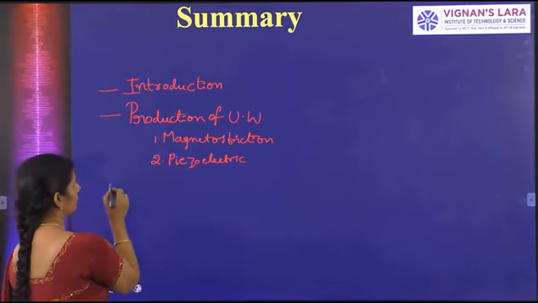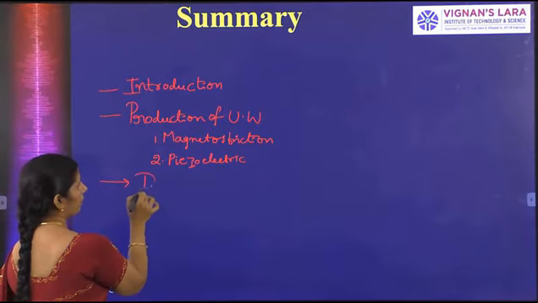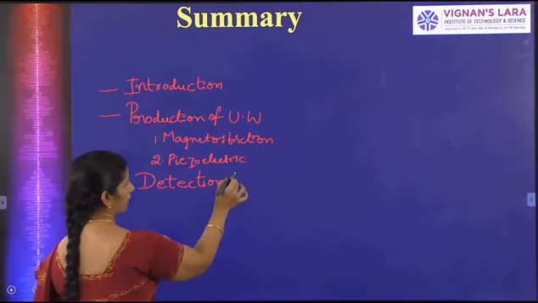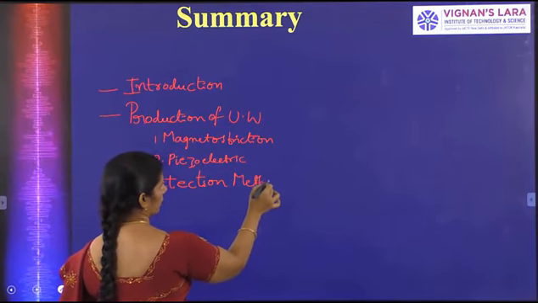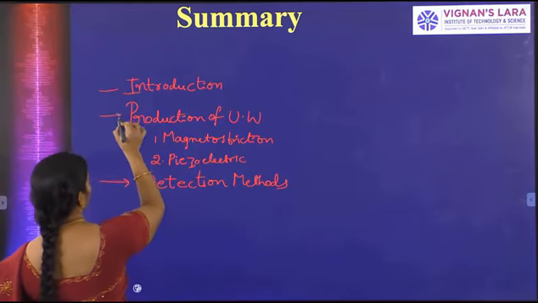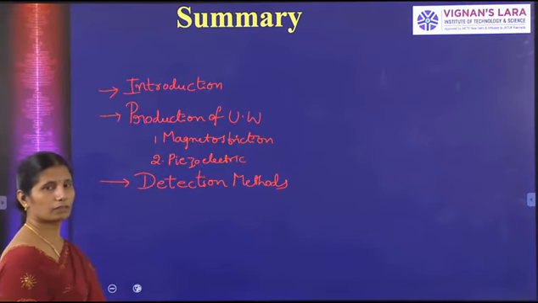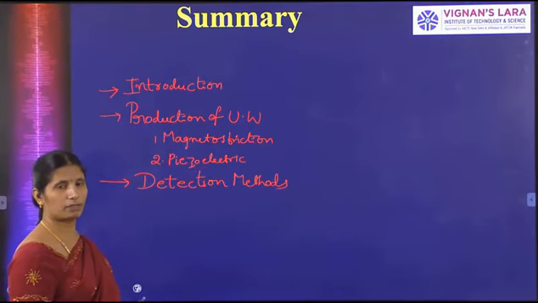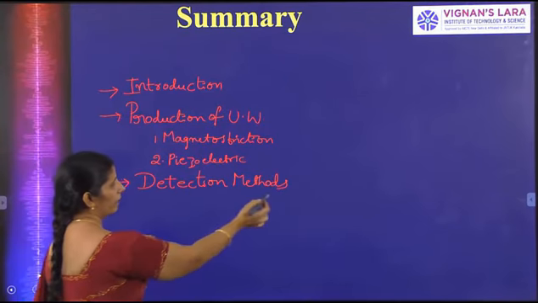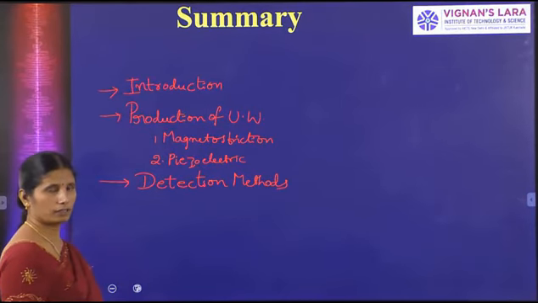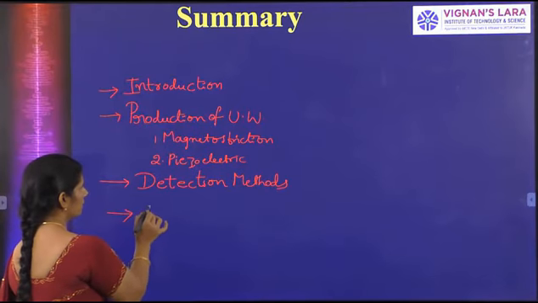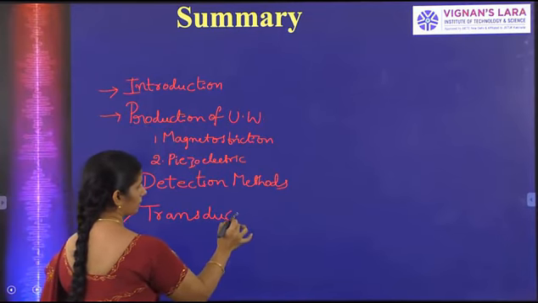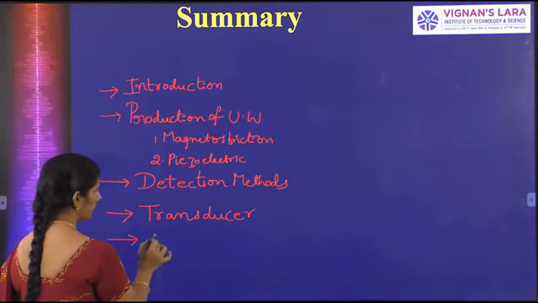So we have discussed these two methods, and we have discussed the detection methods of ultrasonic waves. When ultrasonic waves are passed through the medium, how to detect those ultrasonic waves? The presence of ultrasonic waves can be detected using various methods that we have discussed. So we have discussed what is meant by a transducer and what is meant by a couplant.